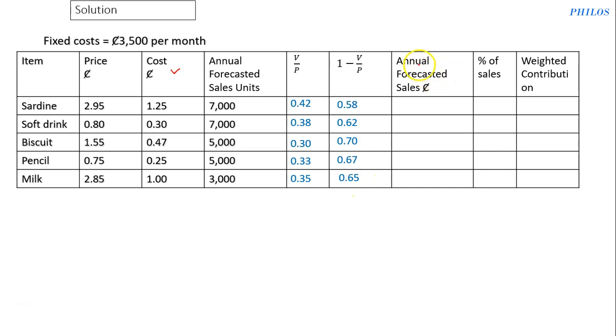To get the annual forecasted sales in monetary terms, you take the annual forecasted sales in units and multiply it by the unit price. So 7,000 times 2.95 will give you 20,650.